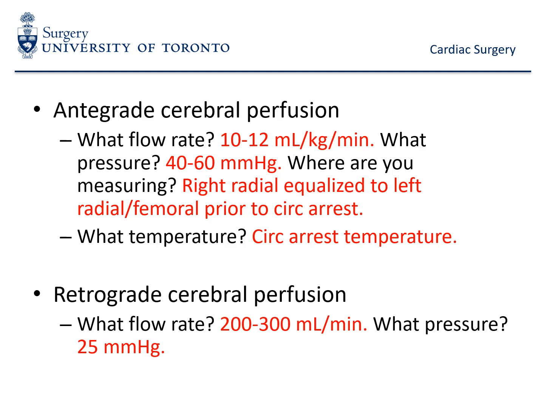So what about retrograde cerebral perfusion? The typical flow rate there is 200 to 300 mils per minute, and the pressure you're looking for is 25 millimeters of mercury. You don't want it too high to avoid cerebral edema. There is also this concept of an opening pressure first prior to dropping down to 25 millimeters of mercury.